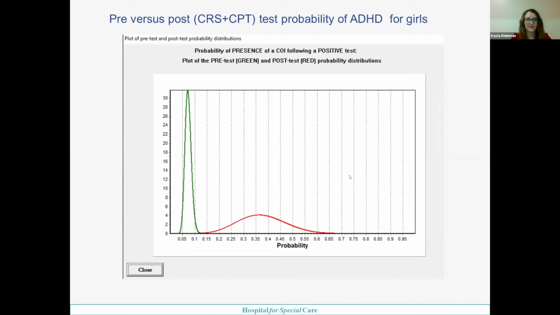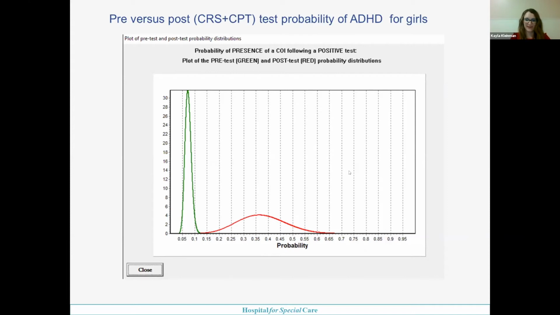The green shows the pre-test probability distribution based on the base rate. That's just the likelihood of a girl in Connecticut having ADHD walking into the clinic. Then the red curve shows the updated post-test probability distribution based on the positive Connors test score. You see the shift to the right, so an increase in probability. We get up to about 37%. But that's not as high as you might imagine it would be.